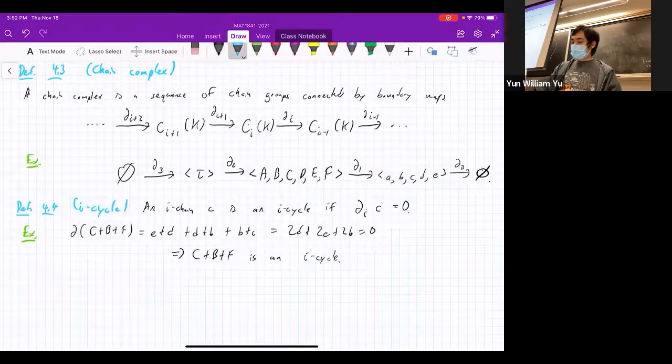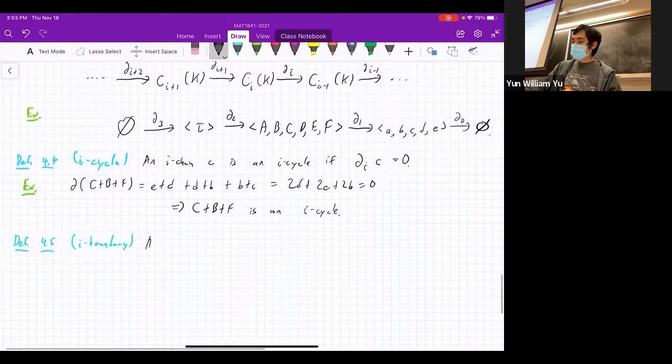And we can also define an I boundary. So this is definition 4.5. So what's an I boundary? So an I chain is an I boundary if it's the boundary of something, if it's the boundary of an I plus 1 chain.